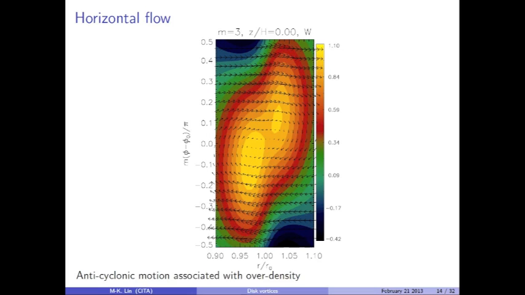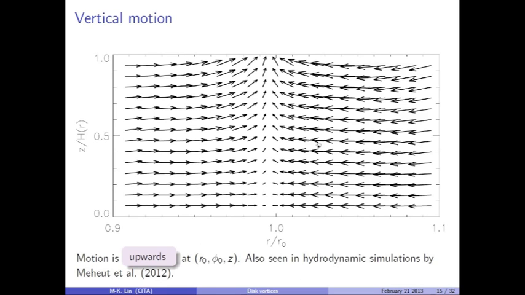So what I'm going to do in the next slide is plot the meridional plane, or the RZ plane, at this azimuth here. And this is the result. Most of the flow is horizontal, but at co-rotation, at unit radius, it is upwards. Now this upwards motion has actually been seen in hydrodynamic simulations.